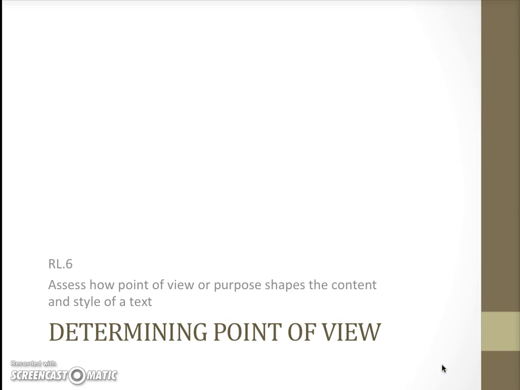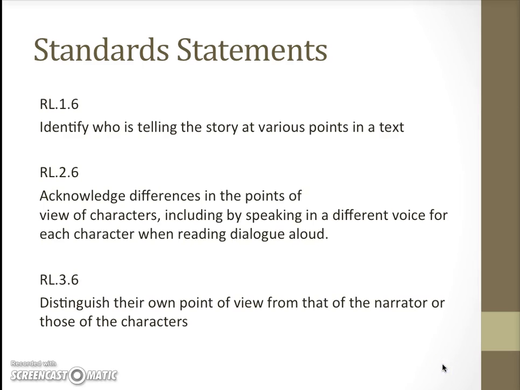Our second standard is Standard 6, Reading Standard 6. The Anchor Standard says, assess how point of view or purpose shapes the content and style of a text. So now we're going to look at point of view. This starts in 1st grade, where we just basically have the students identify who's telling the story. In 2nd grade, we look at differences in points of view and how when you're reading it out loud, you might change your voice to show one character versus another.